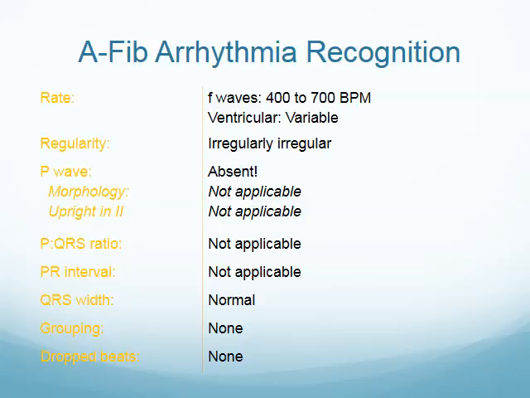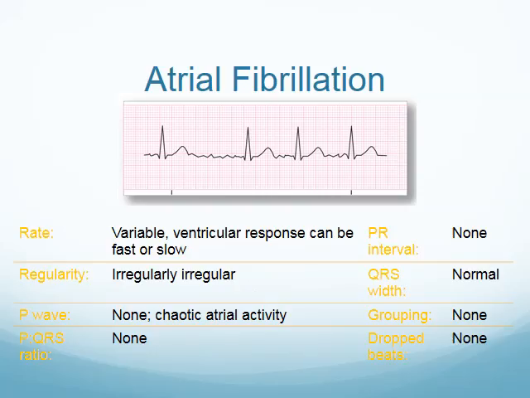AFib recognition. Just remember that we're not going to have P waves. We're going to have these fibrillation waves. You're not going to be able to really calculate the rate. It is usually pretty recognizable. It is an irregular rhythm with a variable ventricular rate. There's no P waves, there's no P to QRS ratio, no PR interval. The QRS width should be normal, except when we were discussing Ashman's phenomenon, and there's no grouping or dropped beats.